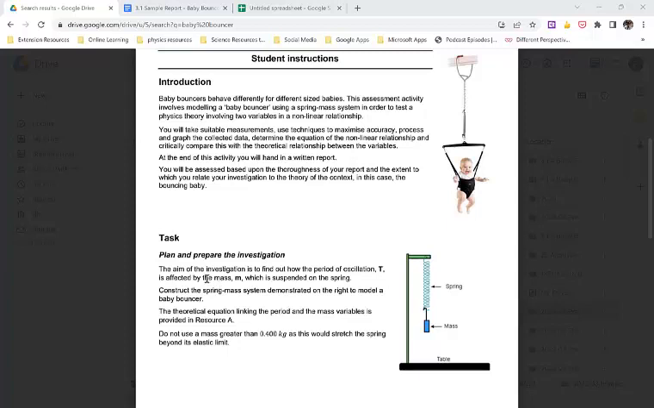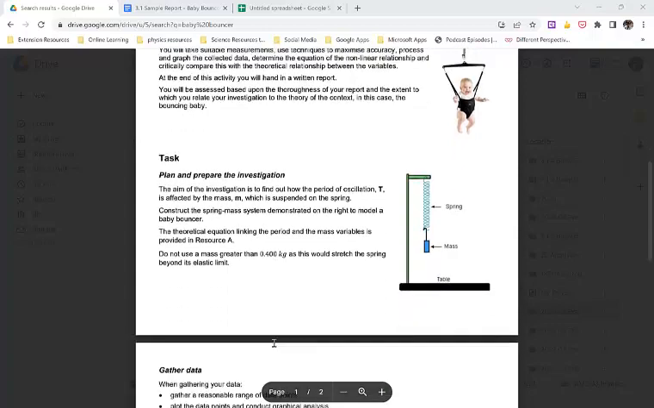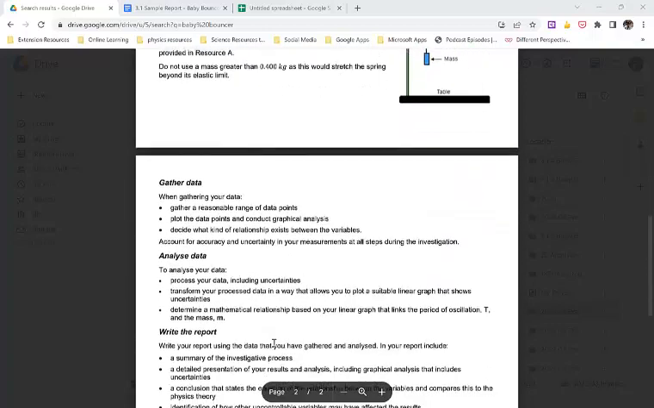Then you're told what your variables are supposed to be. So you're supposed to plan this investigation. The aim is to find out how the period of oscillation, capital T, is affected by the mass, M, which is suspended on the spring. Construct the spring mass system demonstrated at the right. And then you're told not to use more than 0.4 kilograms, as that would stretch the spring beyond its elastic limit.